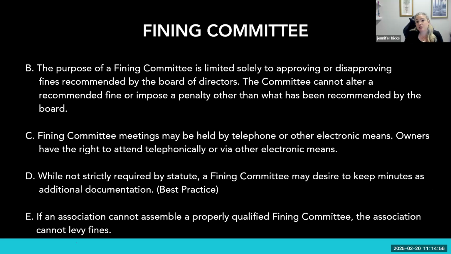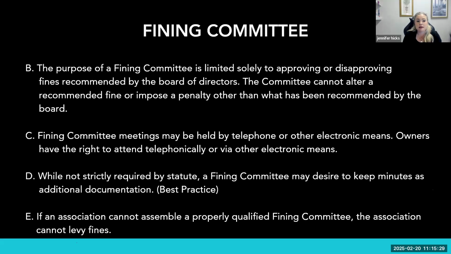So what is this committee going to do? You're lucky enough to find 3 people who are willing to do this. What's their job? Their sole purpose really is to approve or deny a fine recommended by the board. They don't get to change the amount of the fine or impose a different kind of penalty. They get to say yes or no to the fine instituted by the board. That is their sole decision, and their sole authority.